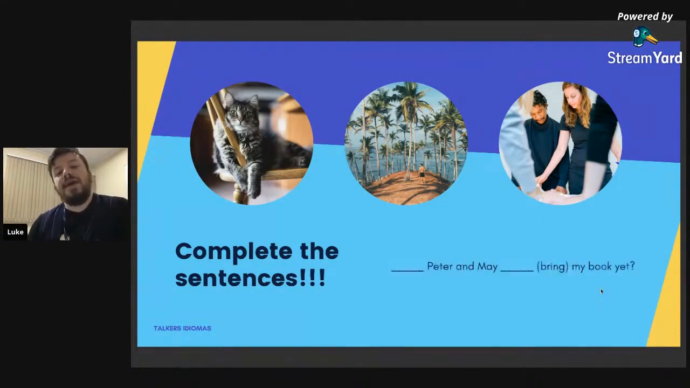Blank, Peter and May, blank, bring my book yet. So remember, this is a question. That's why we have two blanks and they are separated. So the first blank is in the beginning of the sentence and then one after for the people.